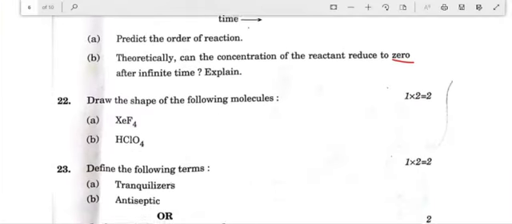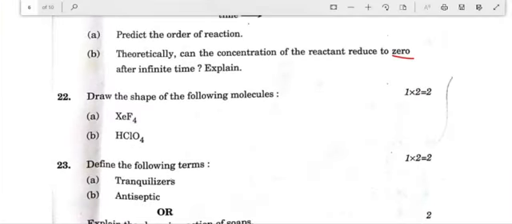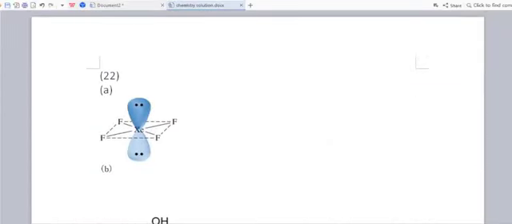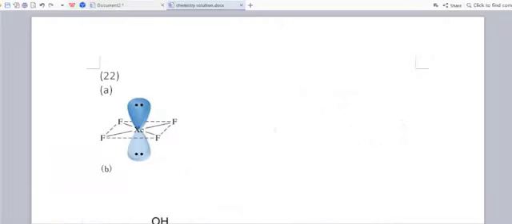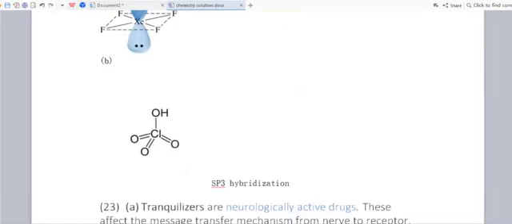Then moving on to the second question, that is 22. Draw the shape of the following molecules. So we have XeF4 like this. It has sp3d2 hybridization and square planar shape. Then HClO4. So here is the structure. It has tetrahedral geometry and sp3 hybridization.